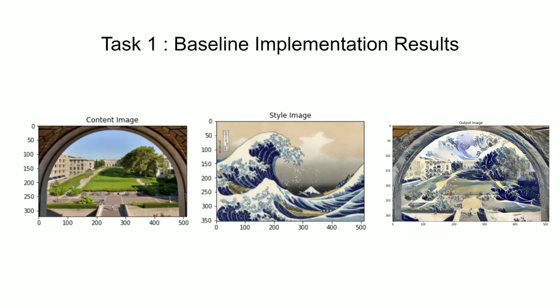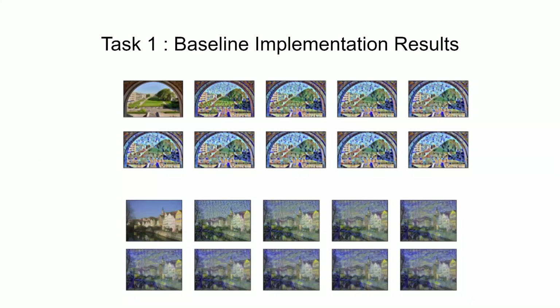This slide shows the baseline implementation results as applied to a single content image. As you can see, the output image's style is now similar to that of the style image, which is a painting. This slide shows the intermediary steps which the content image goes through before the final result comes out. You can see that as the image proceeds over the iterations, it gets closer in terms of style to the painting.